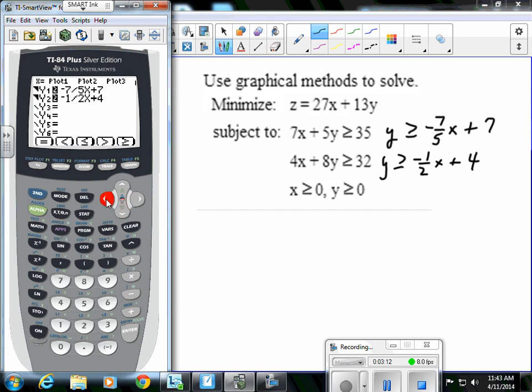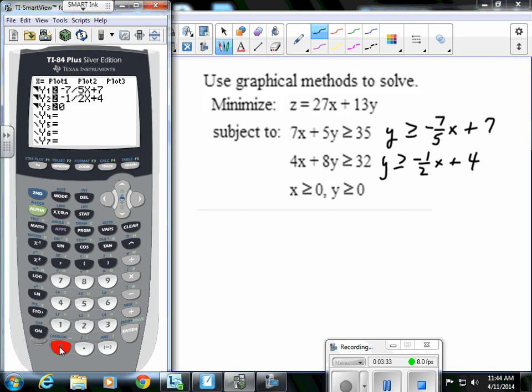I'll then cursor down to y3. I'm going to cursor back onto the equal sign because I still have this x greater than or equal to 0, we'll come back to in a moment, but I still have this y is greater than or equal to 0. So onto my equal sign, alpha greater than or equal to, cursor off, and I'm going to place a 0.